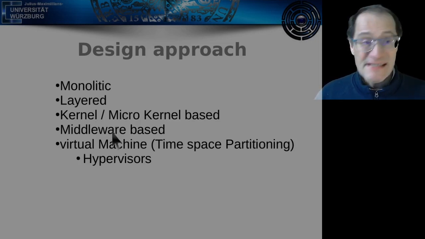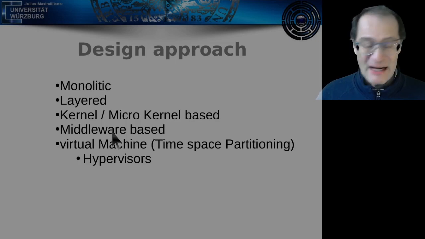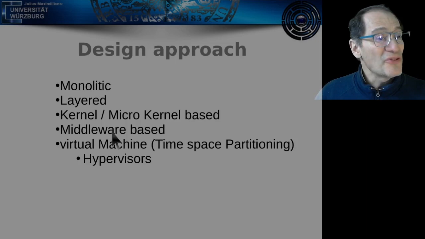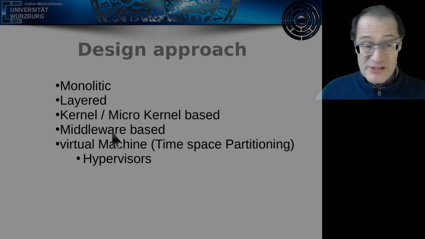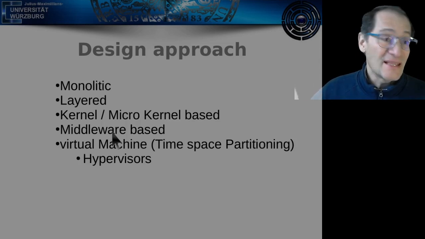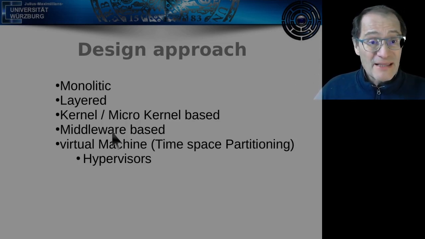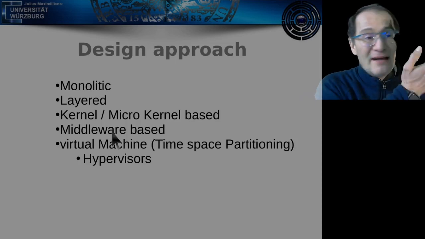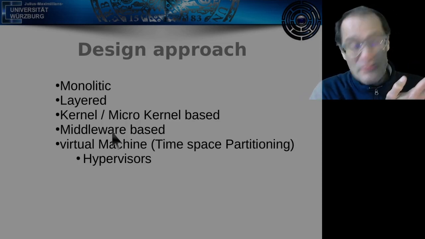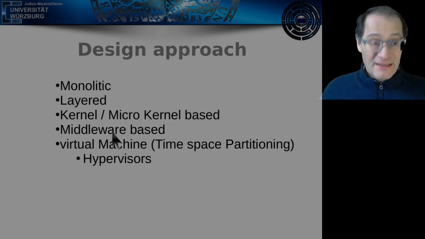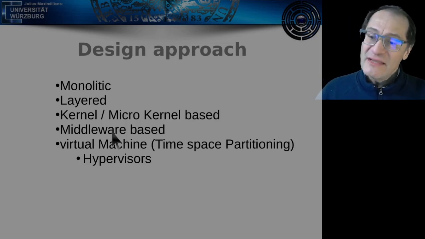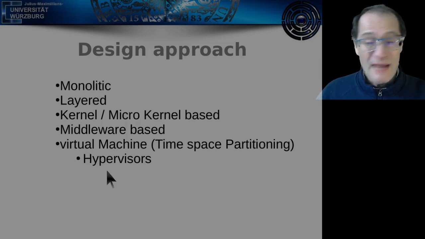Then we have the middleware-based operating system. In this case, the central part is the communication. The operating system will do nothing more than forward messages. All interfaces and all administration will be implemented in applications, and the operating system, the middleware, the communication layer, will just forward a request from a service requester to a service provider, and in this way the actions will be executed.